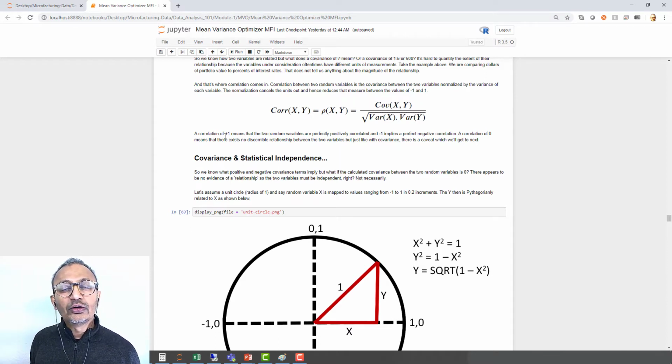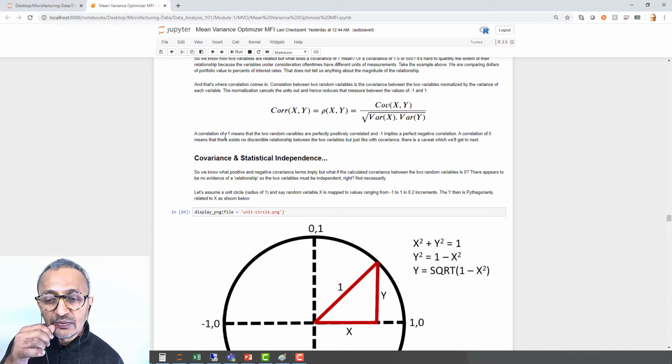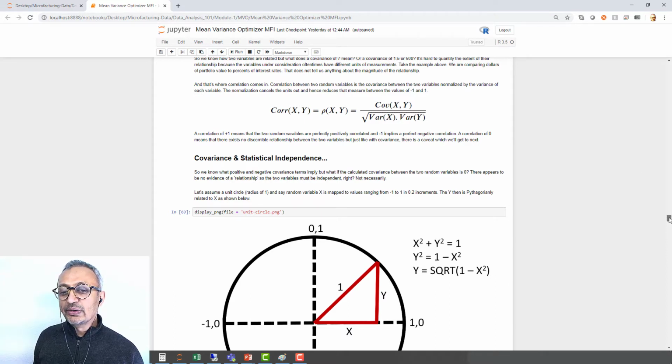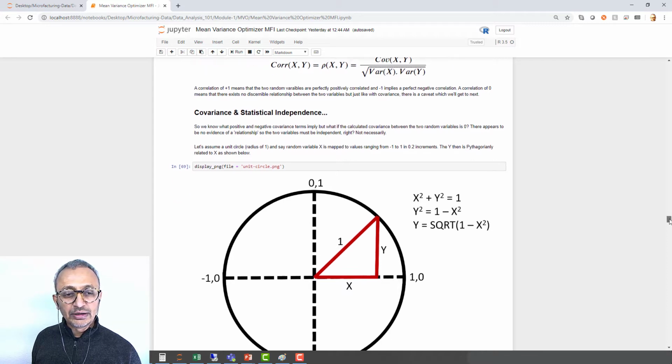So a correlation of +1 means that the two random variables are perfectly correlated, which you'll seldom find in reality. And -1 implies a very strong negative correlation, basically a perfect negative correlation. A correlation of 0, of course, means that there exists no discernible relationship between the two variables. But just like with covariance, there is a caveat, and we'll get to that now.